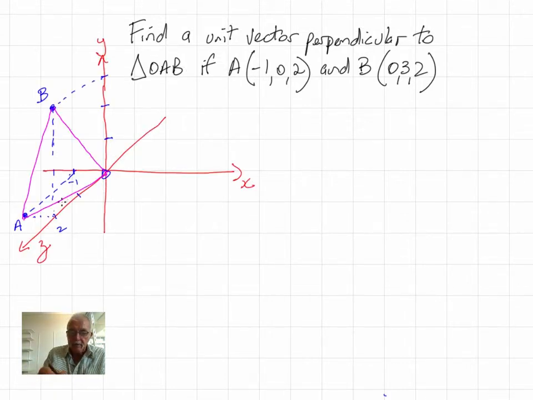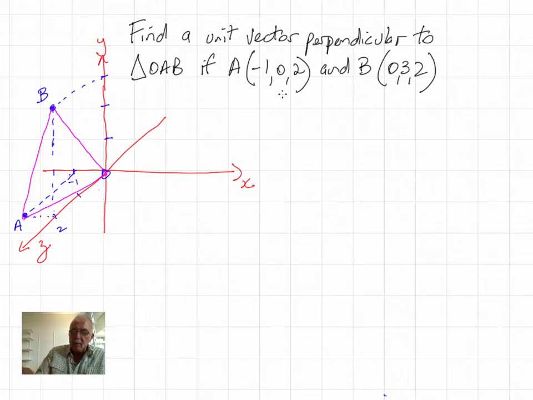Same sort of sketch as before, we orientate our axes X, Y in their normal orientation, then Z coming out of the board or out of the paper. Here's our triangle OAB, and we want to get a unit vector, not just any vector, but a unit vector that is perpendicular.